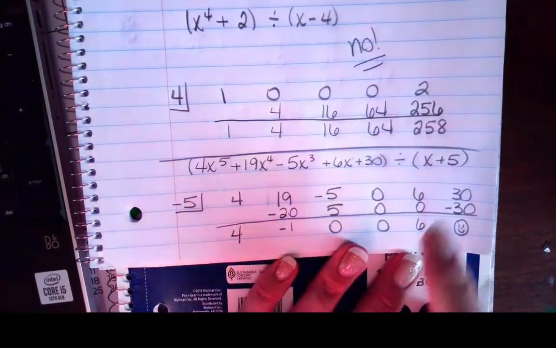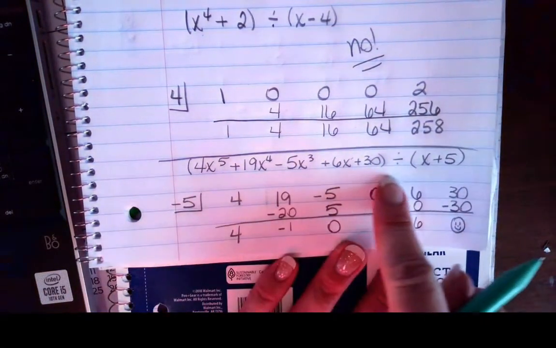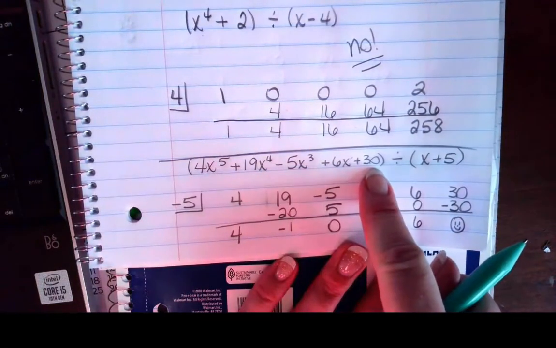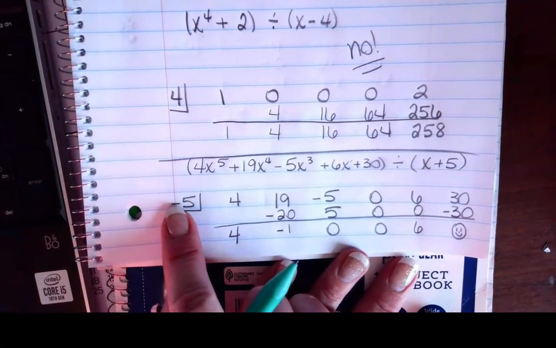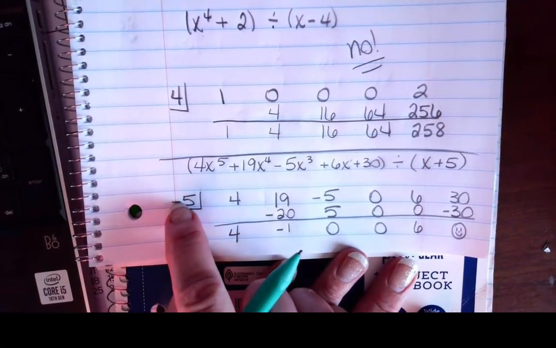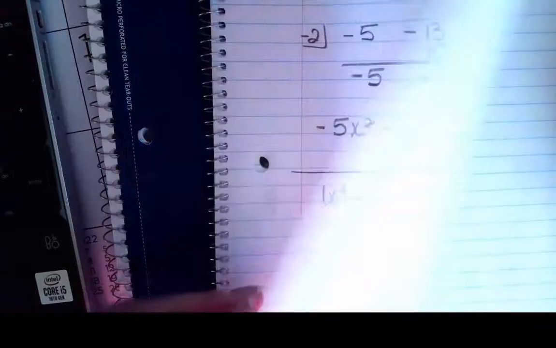So what did you just learn? x plus 5 is a factor of this polynomial. And when you graph it, this polynomial will hit the x-axis at negative 5. So you found some information. All right, for the next ones, we have: show that the binomial is a factor of the polynomial.